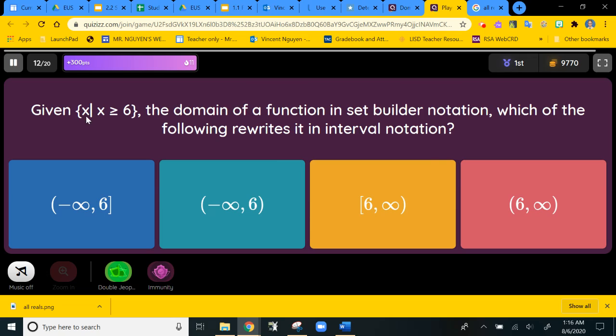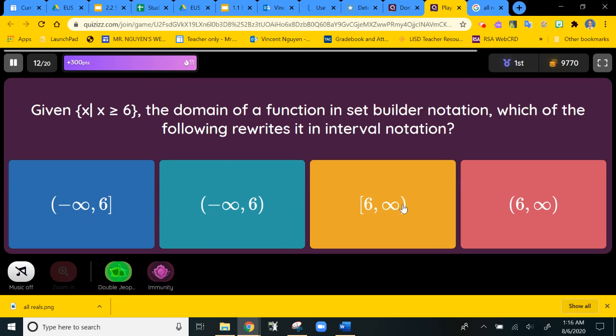Okay, so this is the set builder notation. X, the domain is all the values that are greater than or equal to 6, right? So which of the following is the interval notation? We want to include 6, so we know we're going to have a bracket where 6 is, and 6 is the smallest value. So it needs to be on the left.